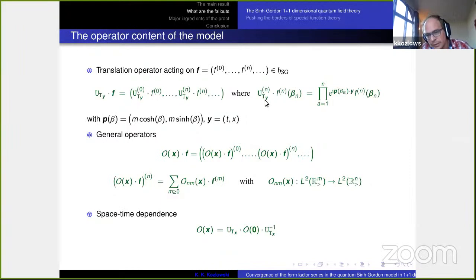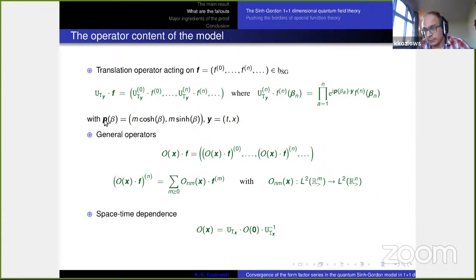So the translation operator acting on an n-particle wave packet is just a multiplication by a plane wave prefactor involving the two-momenta of the particles evaluated at β1 up to βn, with Minkowski scalar product with y. Here I recall the form of the two-momentum. And then multiplication by the function fn.